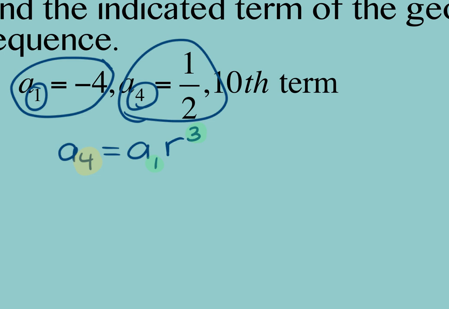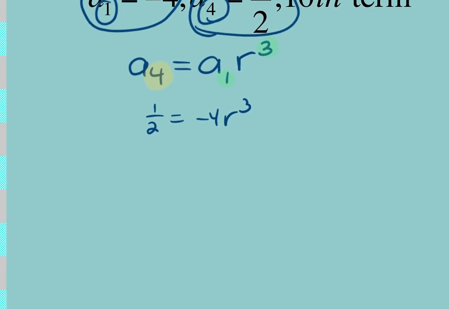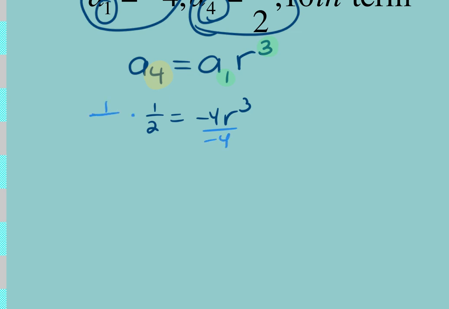So now plug in what you have. I have -4, nope, sorry, the A4 is 1/2. I have 1/2 equals A1, -4, R, I do not know, but it needs to be raised to the 3rd power. With me so far? Now I want to isolate R, so what do I do? Divide by -4, which is the same thing as multiplying by -1/4.